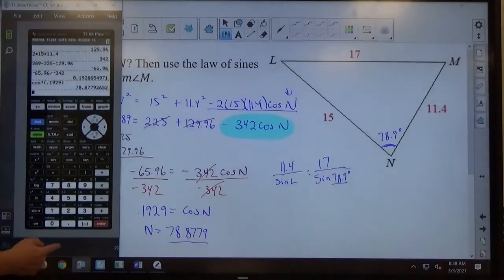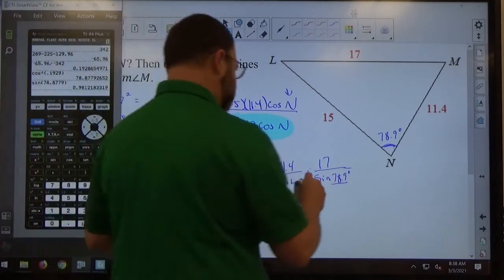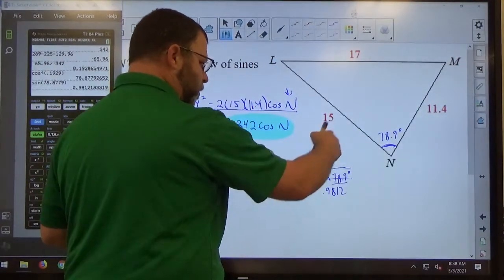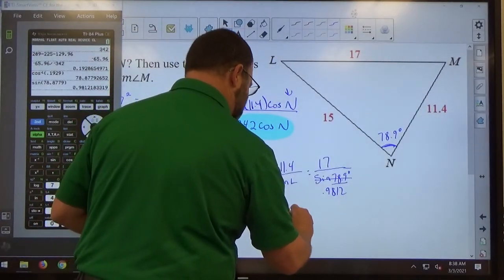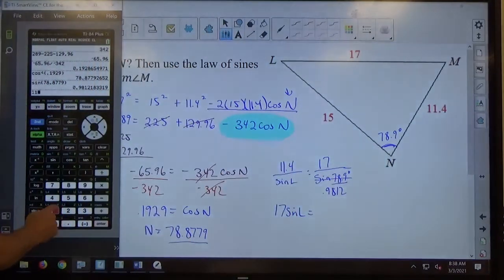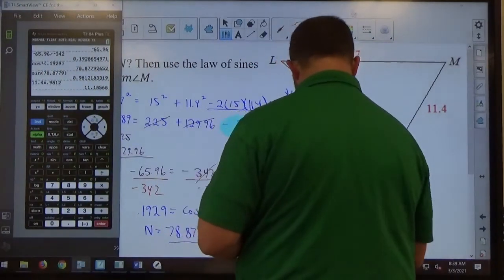So if I come over here and type in sine of 78.8779, that's this part here, 0.9812. So I cross multiply, and I'm going to get 17 times sine of L equals that product there, so 11.4 times 0.9812. So that's 11.1857.